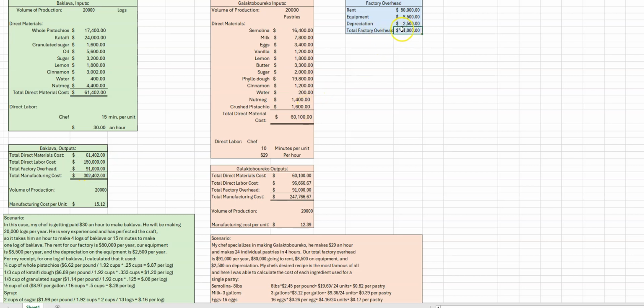Factory overhead, we said our total factory overhead was 91,000, except we are seeing the same factory overhead for both. So remember, when we have factory overhead, the whole point of what we were doing through the whole of this course is we're deciding how much of that 91,000 should go to baklava, how much should go to the Galax, right? So we need to separate that 91,000 out, right? It could be based on direct labor hours, which you kind of got a good start with here.